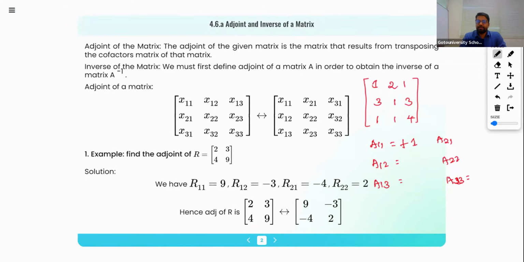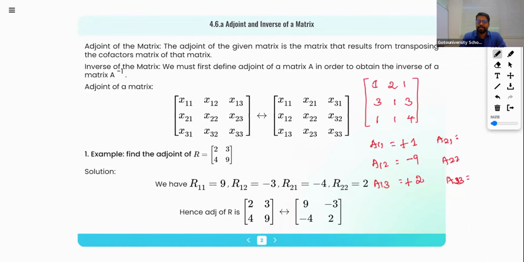A12, minus sign. Eliminate the first row and the second column, 3 4s are 12, 12 minus 3, 9, minus 9. So that is here, A12 is here, right? A13, what is A13 then? This one, right? So first row, third column, eliminate the first row and third column. It's going to be plus sign and then 3 minus 1, 2.